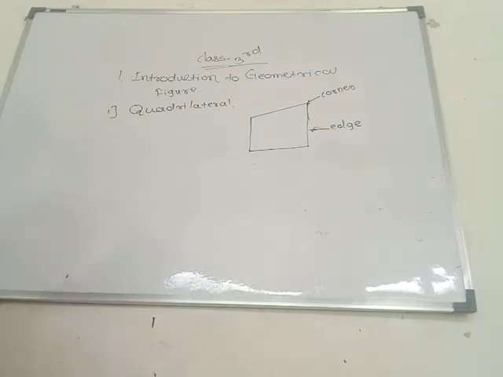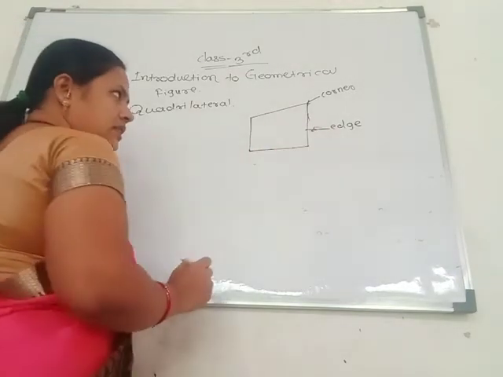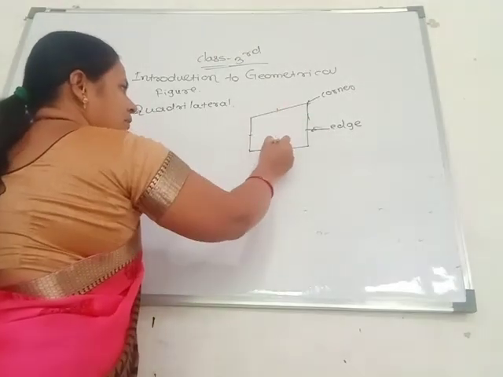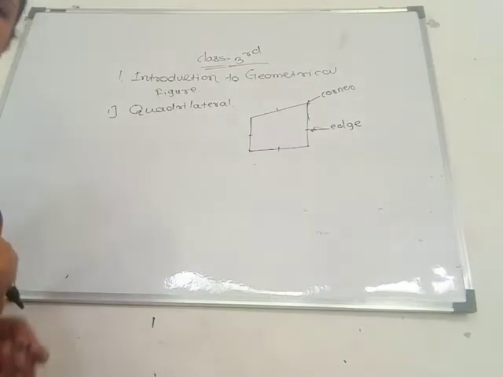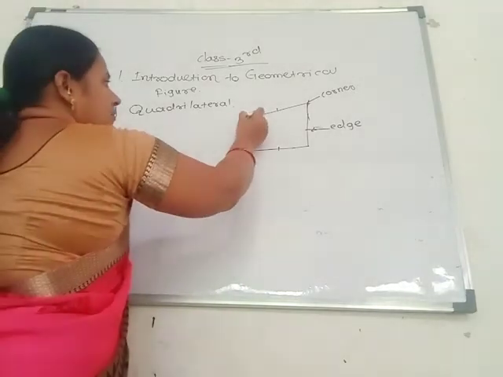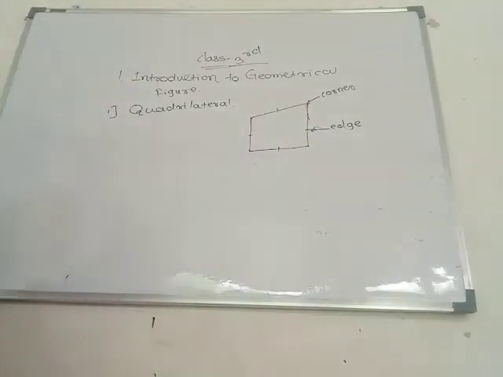A quadrilateral has 4 edges. You see here, this one edge. 4 edges means 4 sides: 1, 2, 3, 4. A quadrilateral has 4 sides and 4 edges. A quadrilateral has 4 corners. Corners means angles. You see here 1 angle, here 2, here 3 and 4. And a quadrilateral has 4 corners or angles.